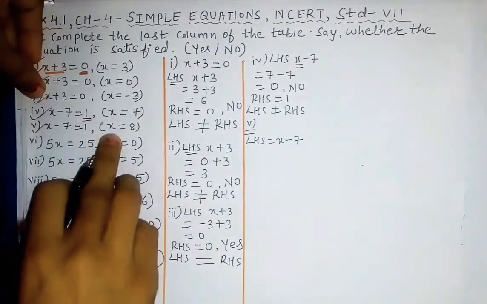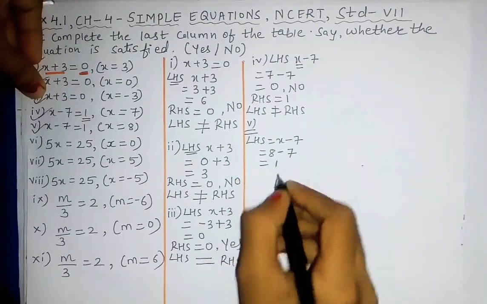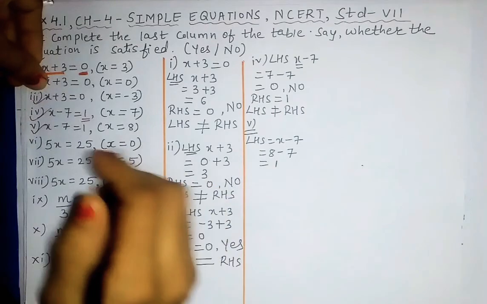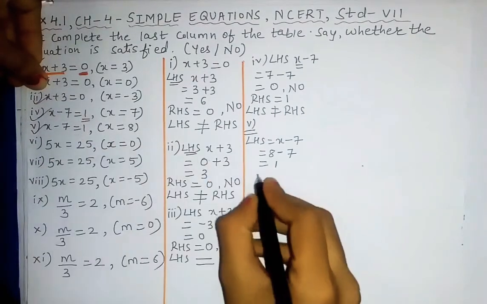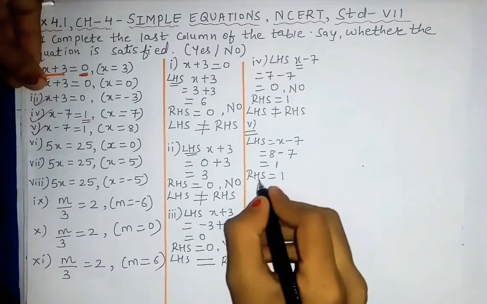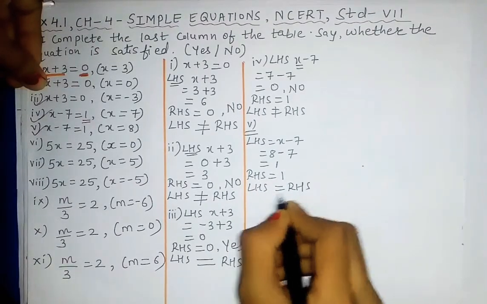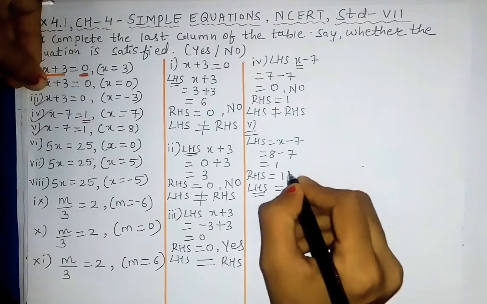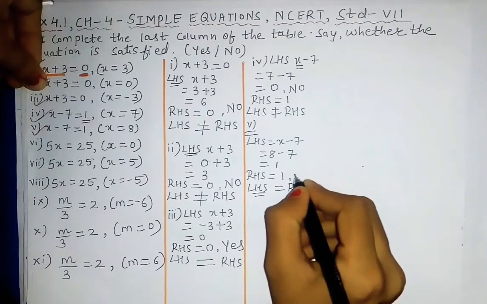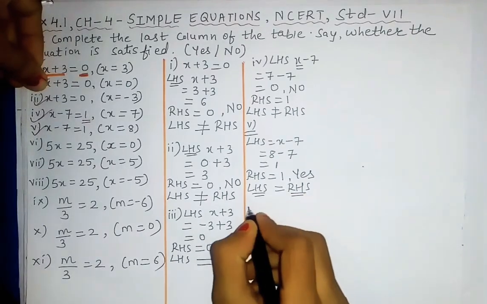Now we will keep the value. So it is given 8. So 8 minus 7. Now 8 minus 7 is 1. So we got 1. And here also 1 is given, RHS part. So RHS is also 1. So this time also LHS and RHS we are getting equal. So LHS equal to RHS. So this is the correct value. So you will write down yes. So fifth one we are getting yes, this is the correct value.